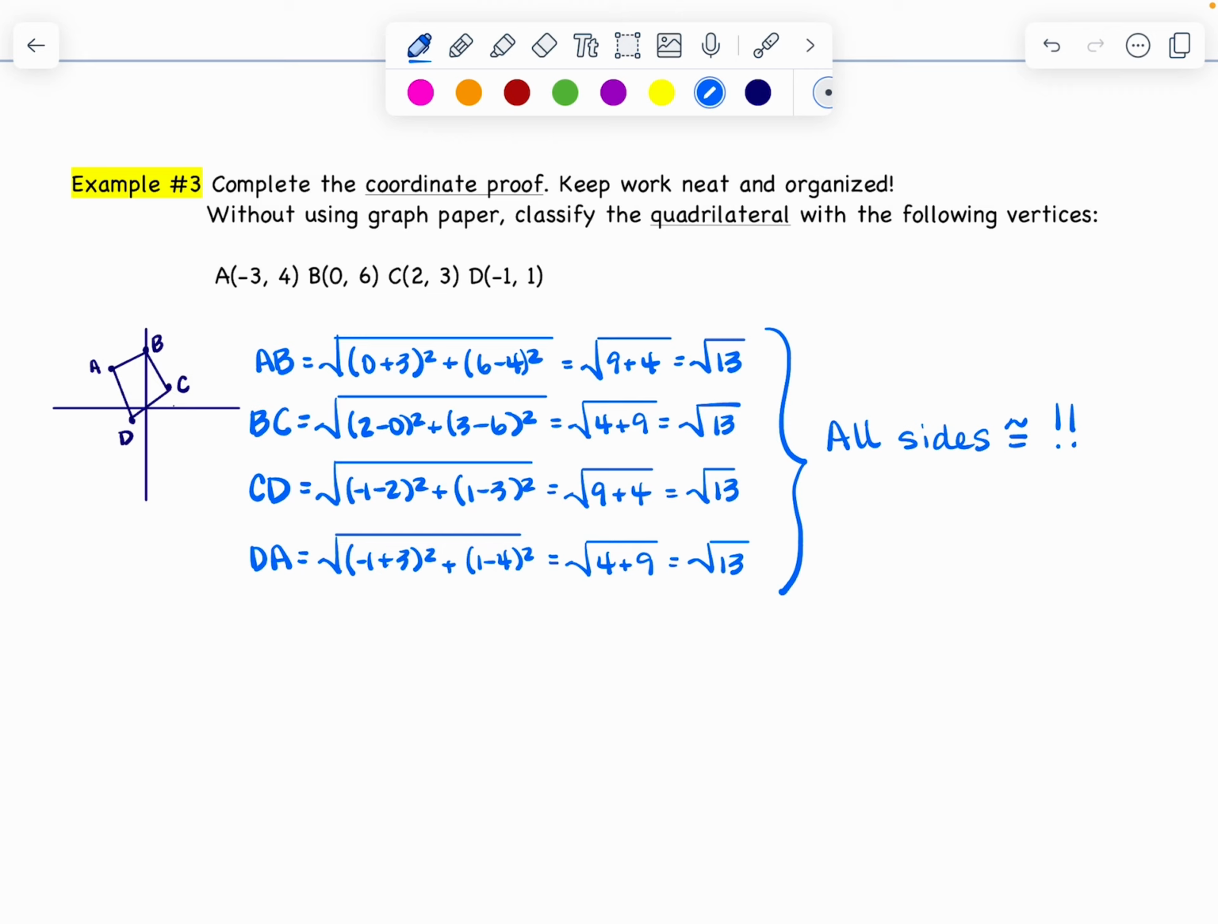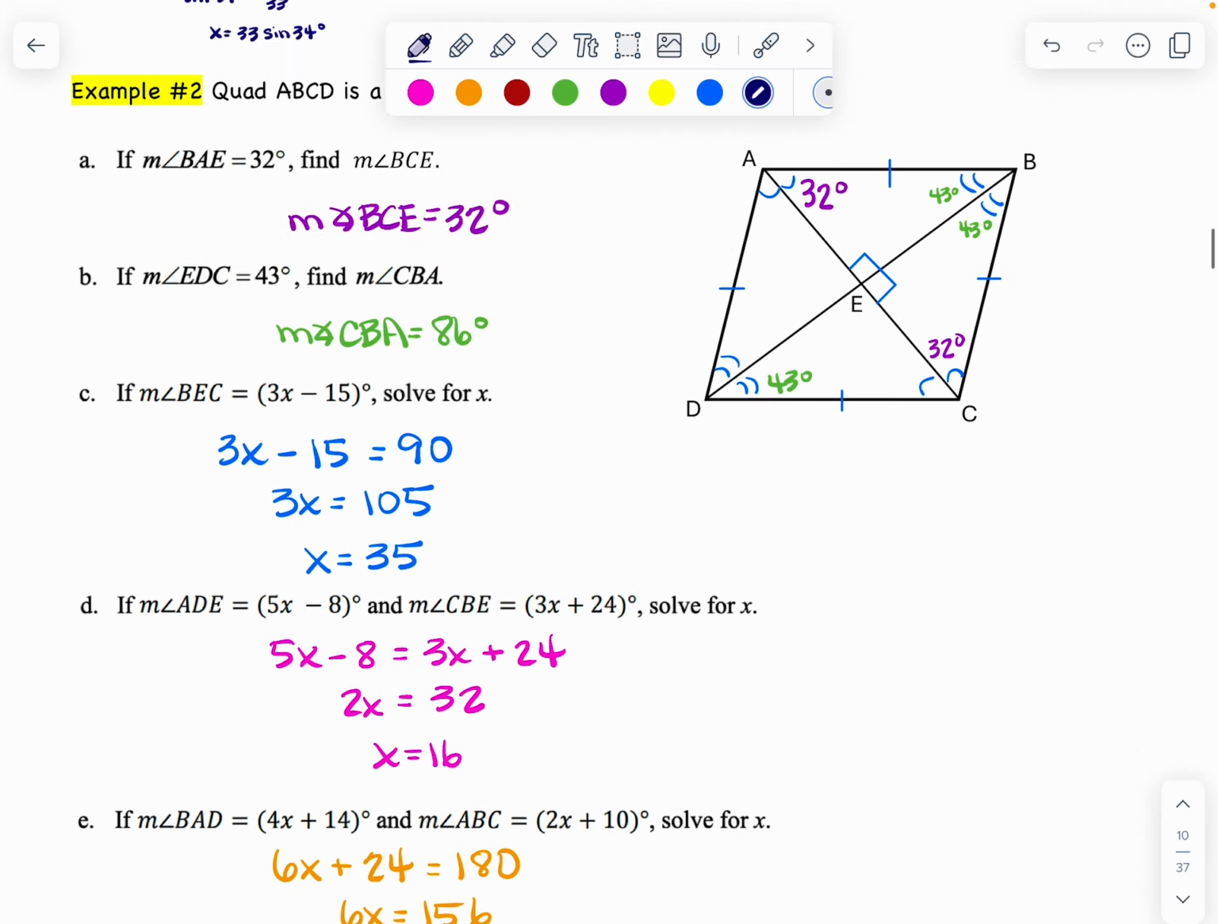So that means it has to be what? If all the sides are congruent, it has to be a rhombus, or it has to be a square. So we've narrowed it down. It's not a rectangle. It's not a parallelogram. Well, it's not a plain old parallelogram. It either has to be a rhombus or a square. So we are not done. We need to figure out if this is a rhombus or a square.